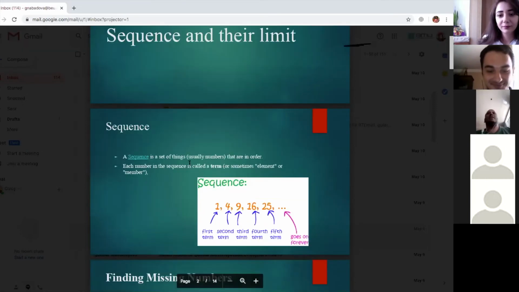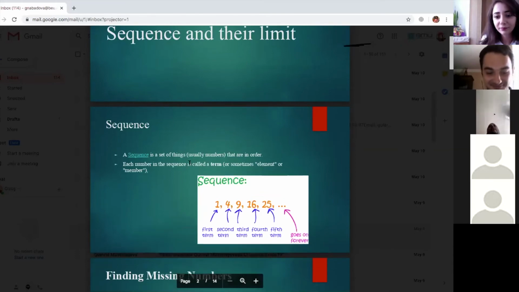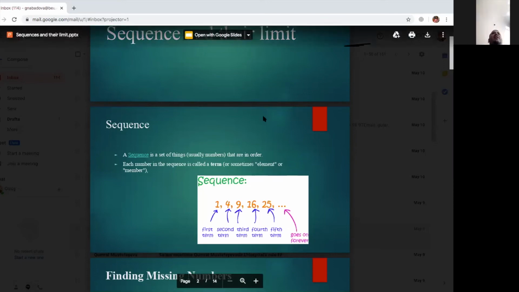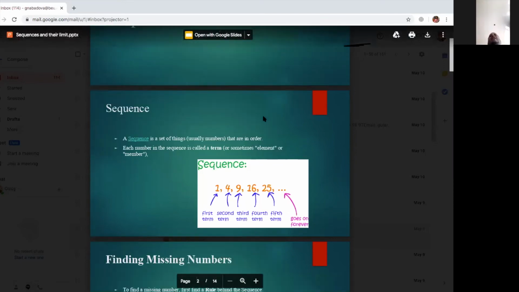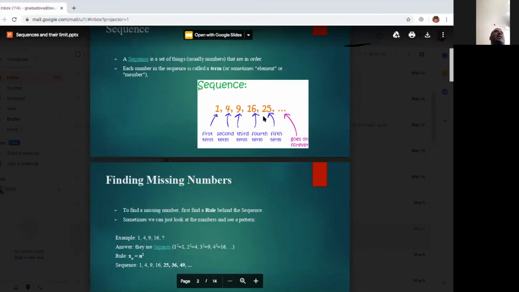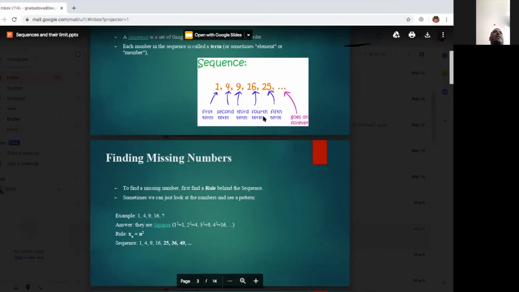To find the missing number, first find the rule behind the sequence. Sometimes we can just look at the numbers and see a pattern. Example: 1, 4, 9, 16. Answer: they are a sequence. The square of 1 equals 1, the square of 2 equals 4.